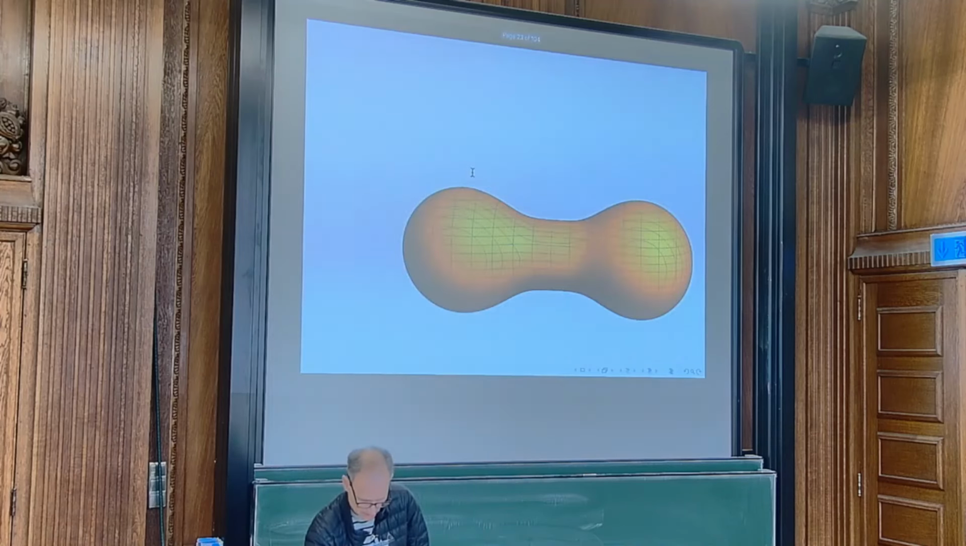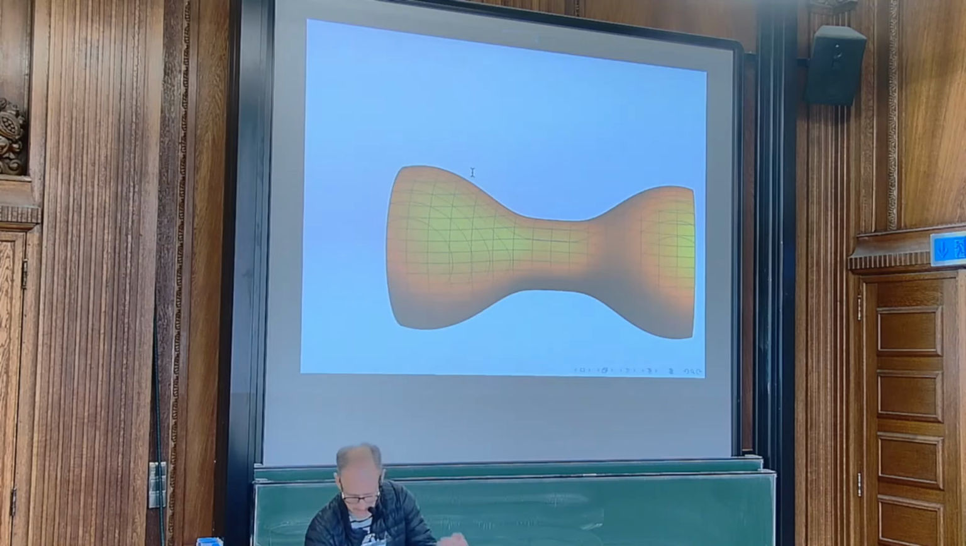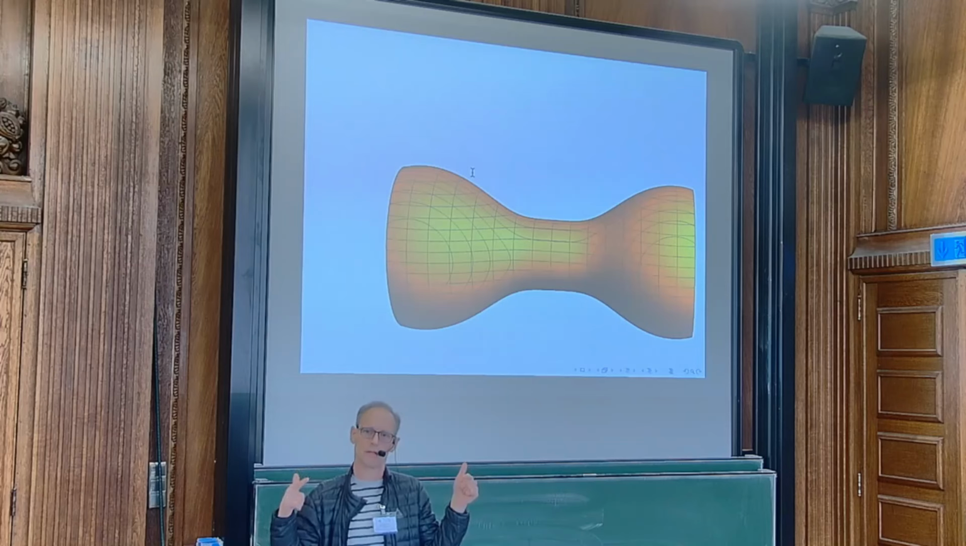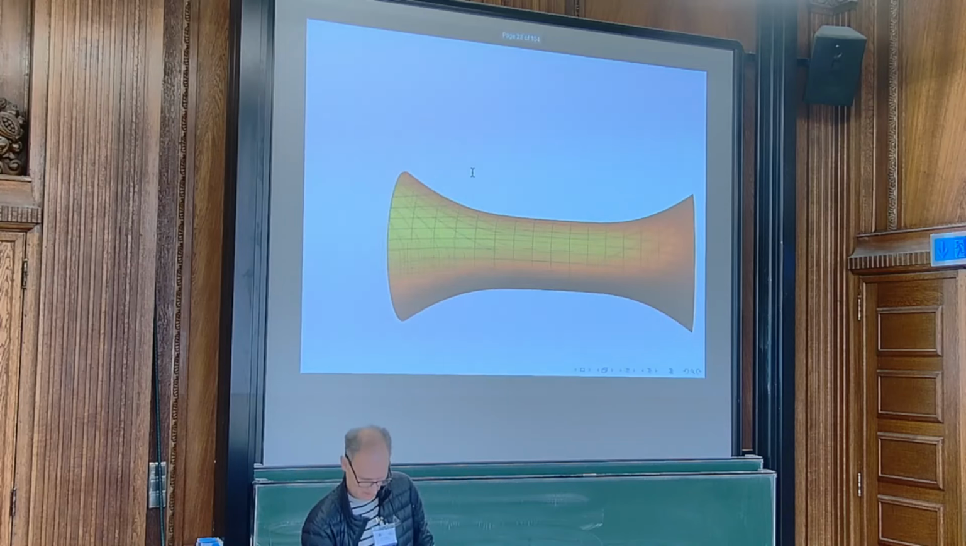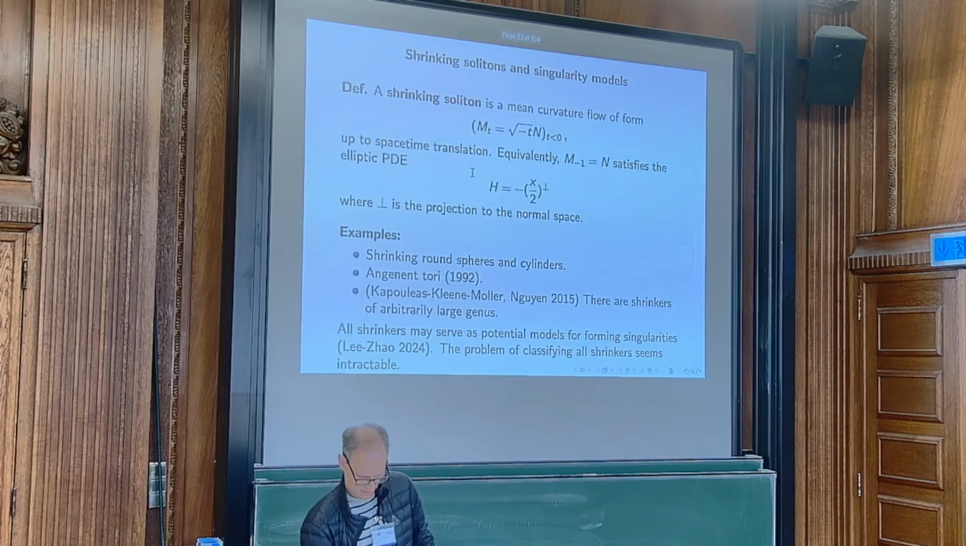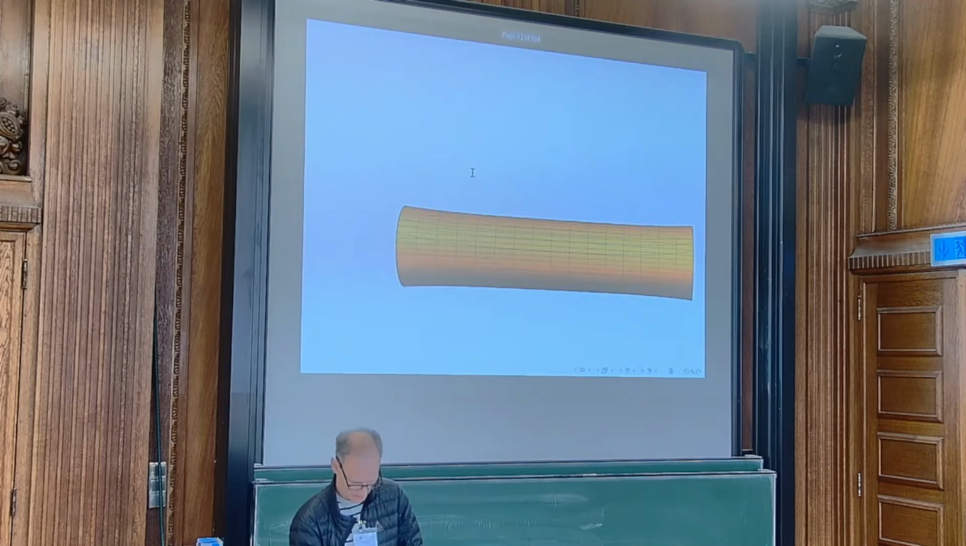So in the picture, here's what you see at time -1 after rescaling. If you look at this family as r goes to 0, this is what you see. Just a picture expressing what I just said in words.